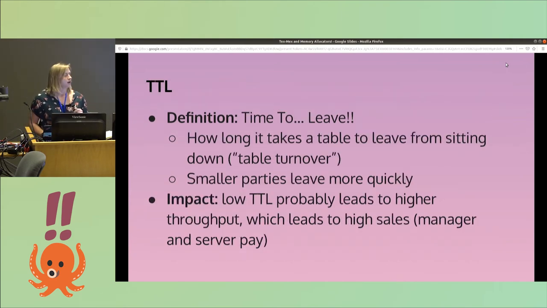The next is time to leave, which is how long it takes for a table to leave, so expire, whatever, or table turnover, maybe a more reasonable thing to call it. But usually smaller parties leave more quickly. Low TTL is probably higher throughput, at least for that table, and that's going to be higher sales.